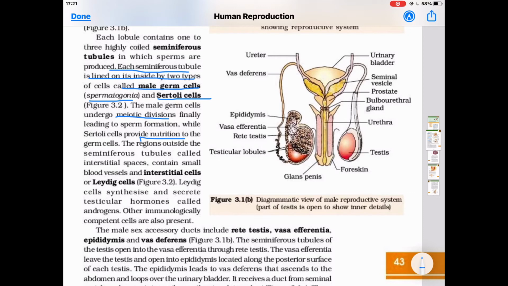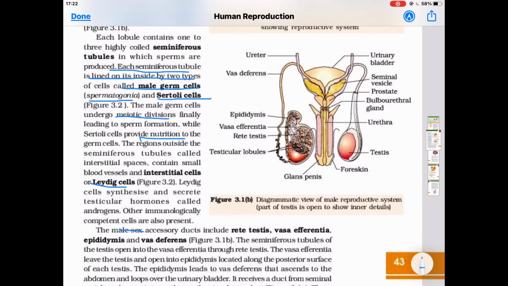Sperms will be produced. The region outside the seminiferous tubules, called interstitial space, contains small blood vessels and interstitial cells or Leydig cells. Outside the seminiferous tubules there is some space, and in that space there are cells called Leydig cells and interstitial cells. The cells synthesize and secrete testicular hormone called androgen. Androgen is a group of hormones. Other immunologically competent cells are also present.